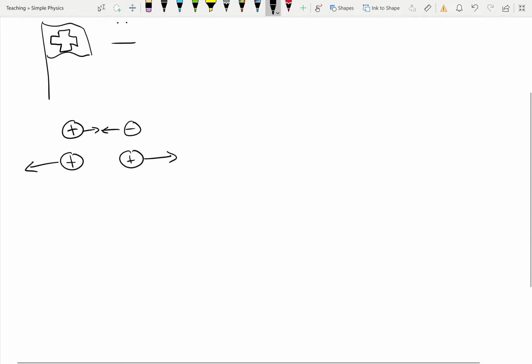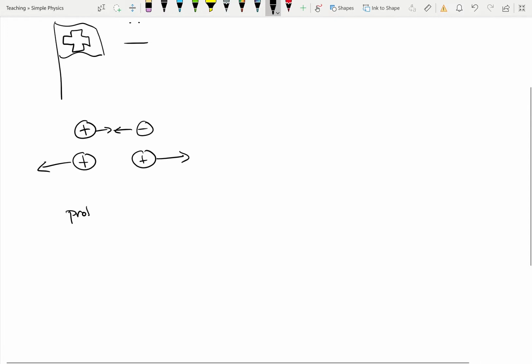So what makes a particle, like the ones I have shown here, charged? It has to do with the quantity of protons and electrons on a given particle. If you have more protons than electrons, you end up with a positive charge. If you have more electrons than protons, you end up with a negative charge. And if you have an equal amount, your net charge is 0.